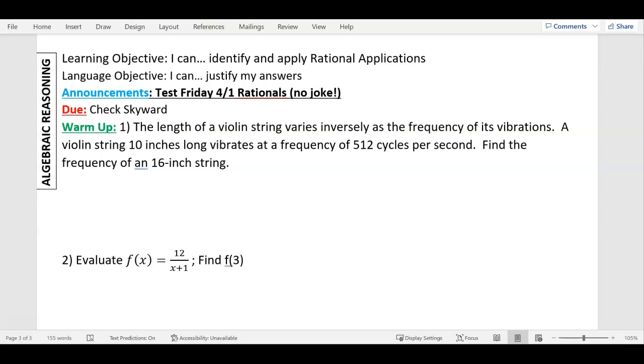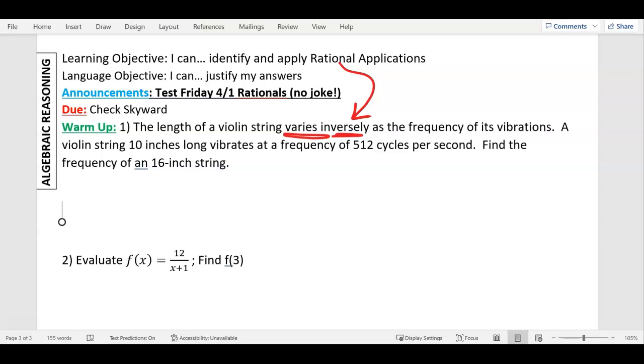Let's do this warm-up. Number one, let's read it. The length of a violin string varies inversely as the frequency of its vibrations. Now, real quick, when you see these words, varies inversely, you know you're doing what we learned yesterday. Varies inversely. Let me underline that. Key words right there. That means you're doing rational applications.